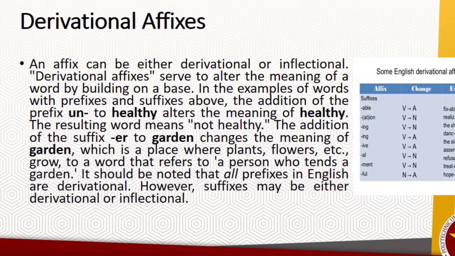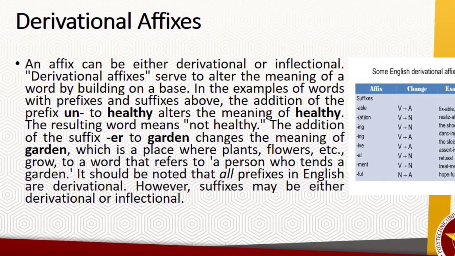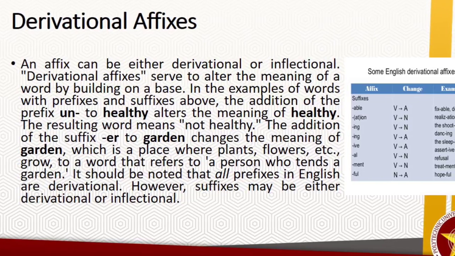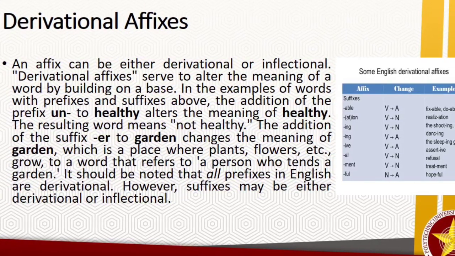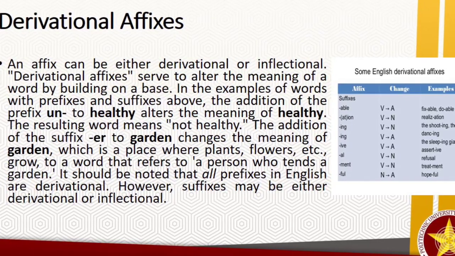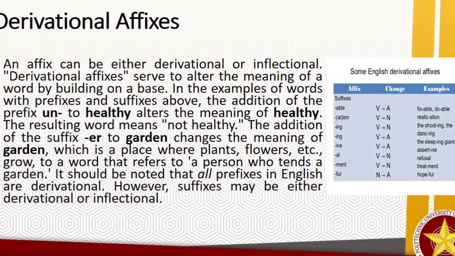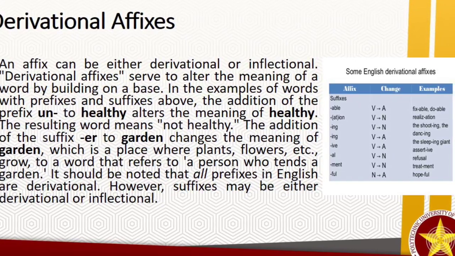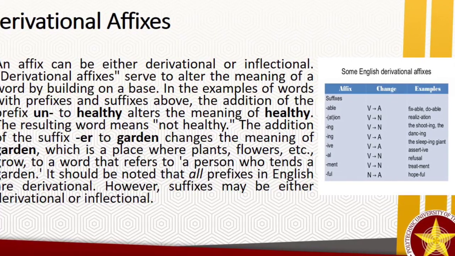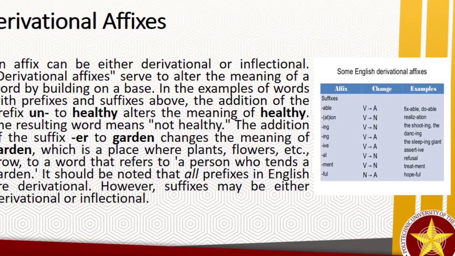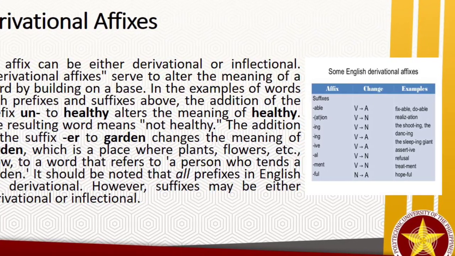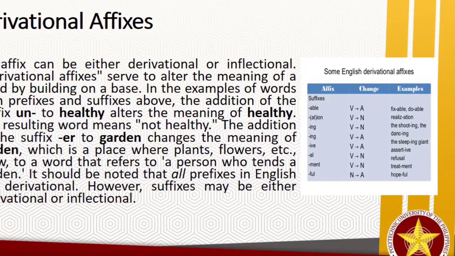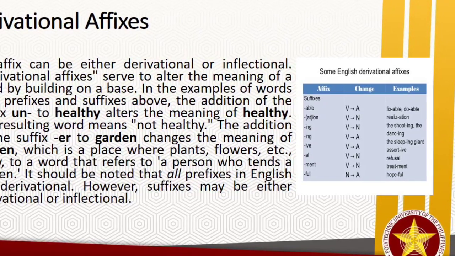In the examples of words with prefixes and suffixes above, the addition of the prefix un- to healthy alters the meaning of healthy. The resulting word means not healthy. The addition of the suffix -er to garden changes the meaning of garden, which is a place where plants, flowers, etc., grow, to a word that refers to a person who tends a garden. It should be noted that all prefixes in English are derivational. However, suffixes may be either derivational or inflectional.